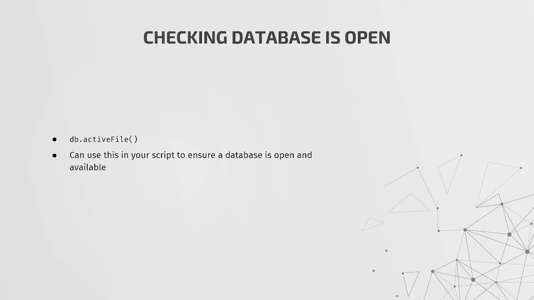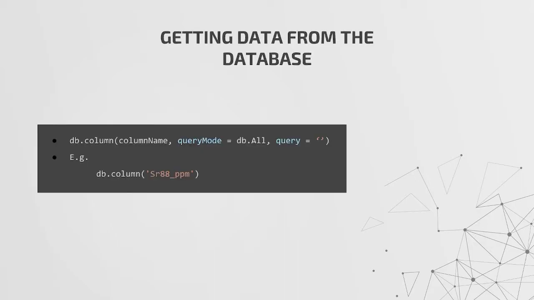So we've already seen this db.activeFile. You can use this to check to make sure that a database is open. If there is no database open, it will raise a runtime error. Now let's look at getting data from the database. The first we'll look at is db.column. This function, in its simplest form, just takes the name of the column that you want. Let's have a look at an example now.